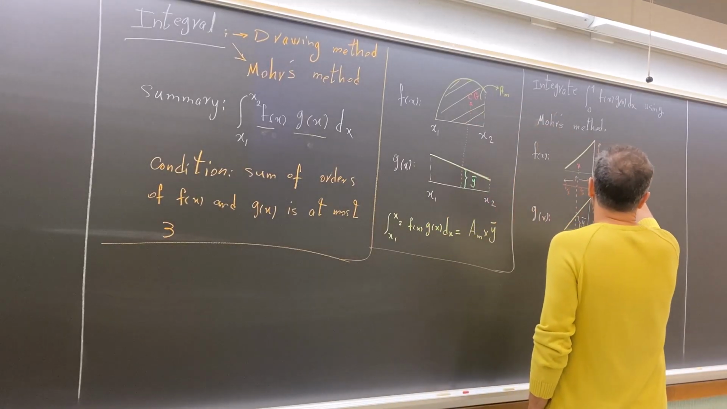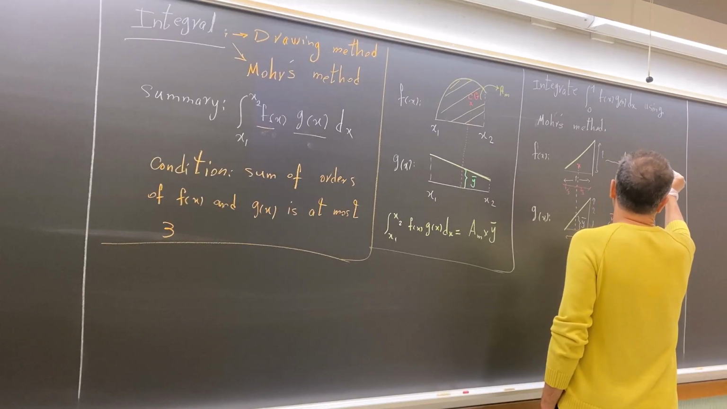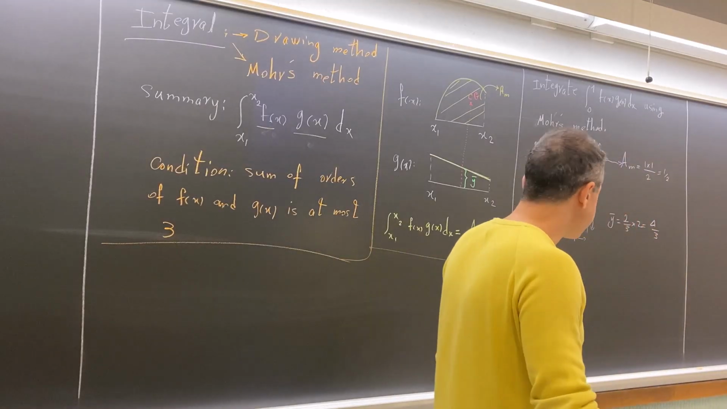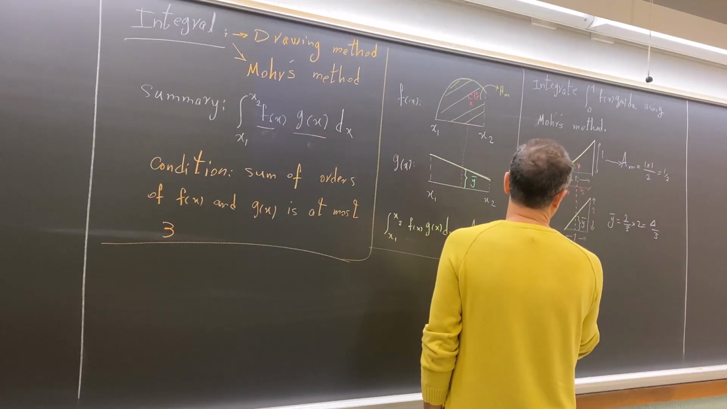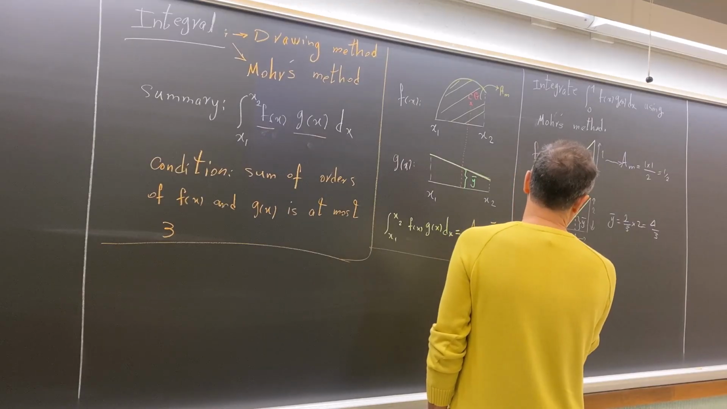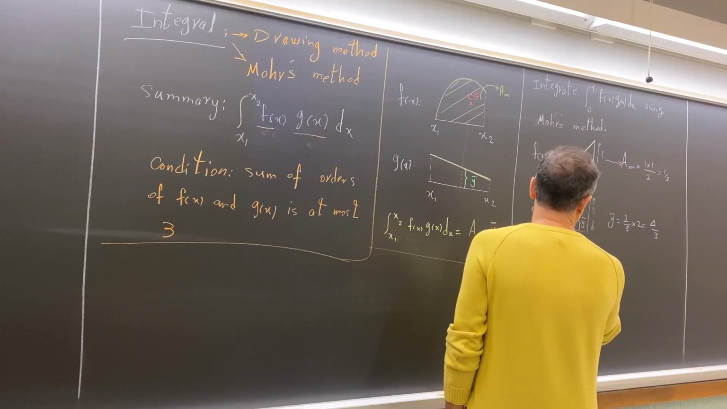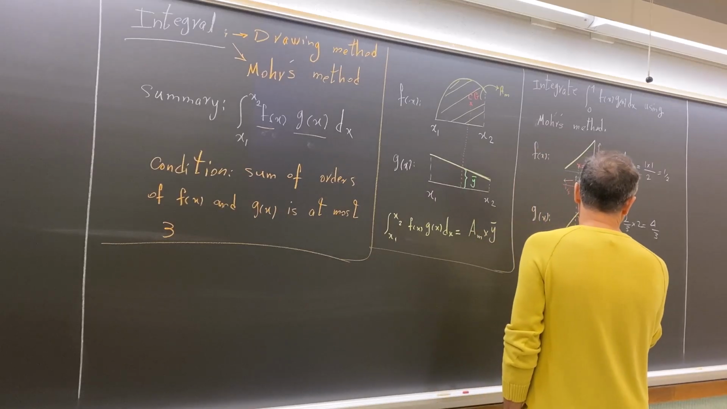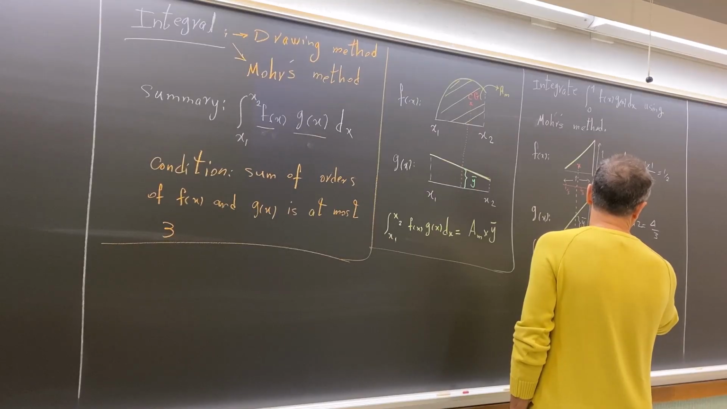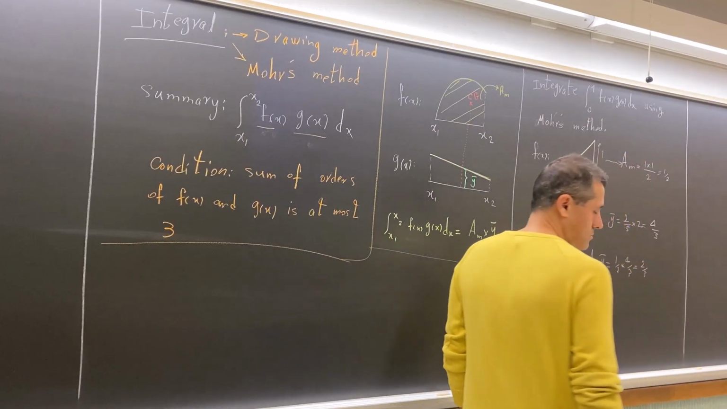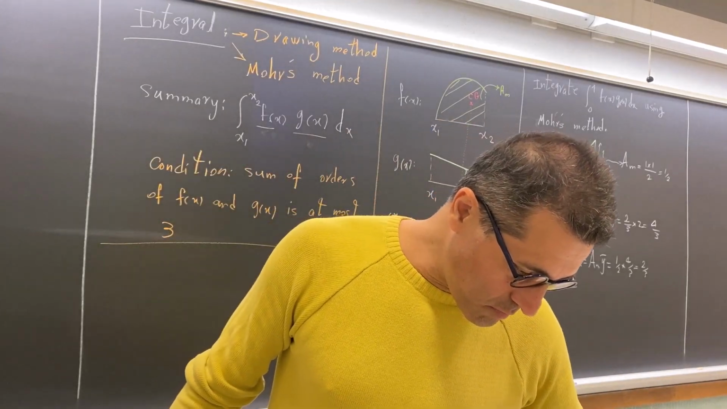And Adrian, do you agree the area of this triangle is 1 times 1 divided by 2, which is 1/2? Yes. Now, look at this formula. The integral from 0 to 1 of f g is A_m times y bar. A_m is 1/2, y bar is 4/3. The answer is 2/3. So this was the drawing method.